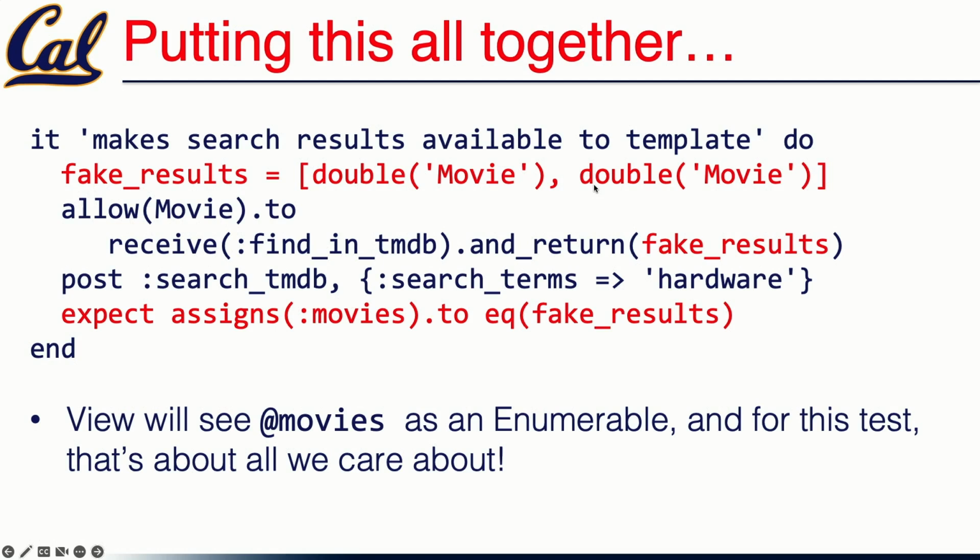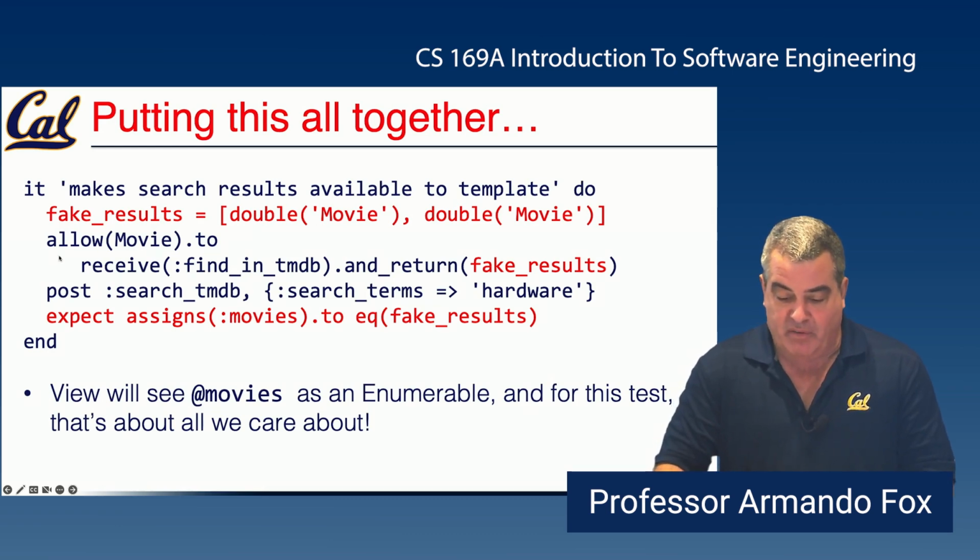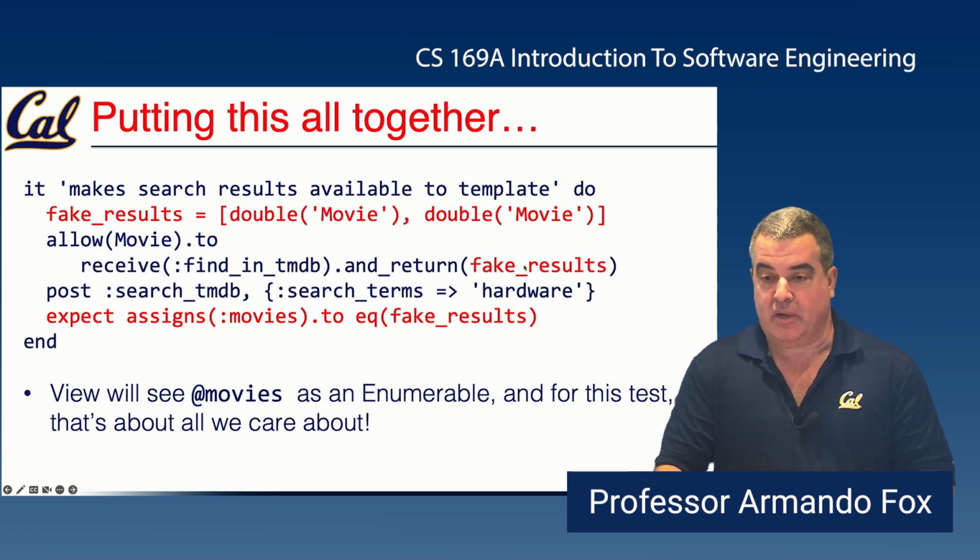They don't need to have any behavior because I'm not using them in any test scenario where they're expected to do something. And we'll show examples in a little while of cases where you need to create a double that actually has some behaviors because the test does expect it to do a little something. But in this case, all it needs to be is like a warm body standing in for a value, right? So we'll create these fake results, an enumerable of these 2 things. And now we modify our call to say we'll allow the movie class to receive find in TMDB and return the fake results.